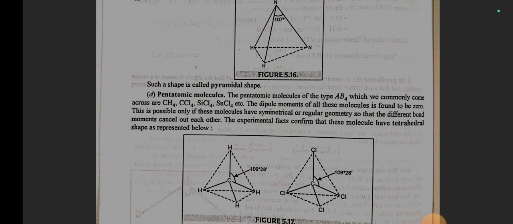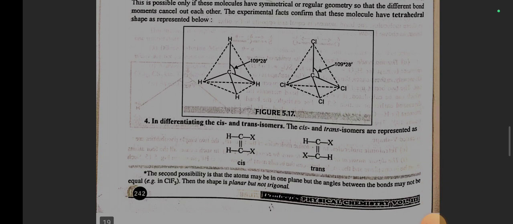D. Pentaatomic molecules. The pentaatomic molecules of type AB4, which we commonly come across, are CH4, CCl4, SiCl4 and SnCl4, etc. The dipole moments of all these molecules are found to be 0. This is possible only if these molecules have symmetrical or regular geometry so that the different bond moments cancel each other out. The experimental facts confirm that these molecules have tetrahedral shapes as represented below.